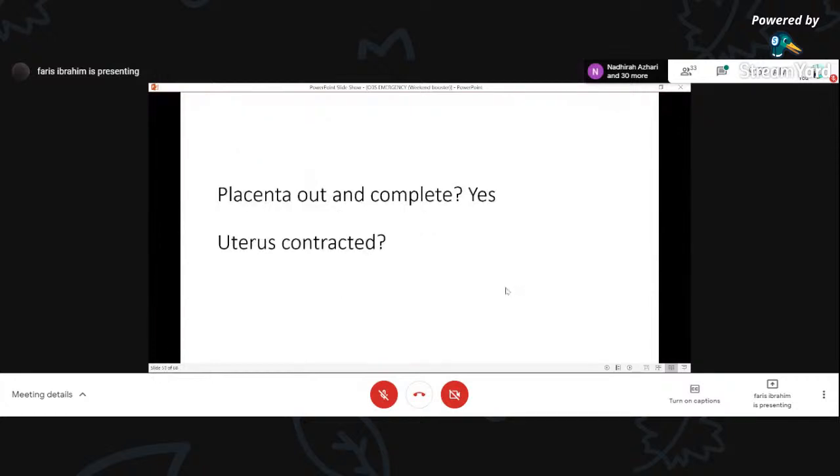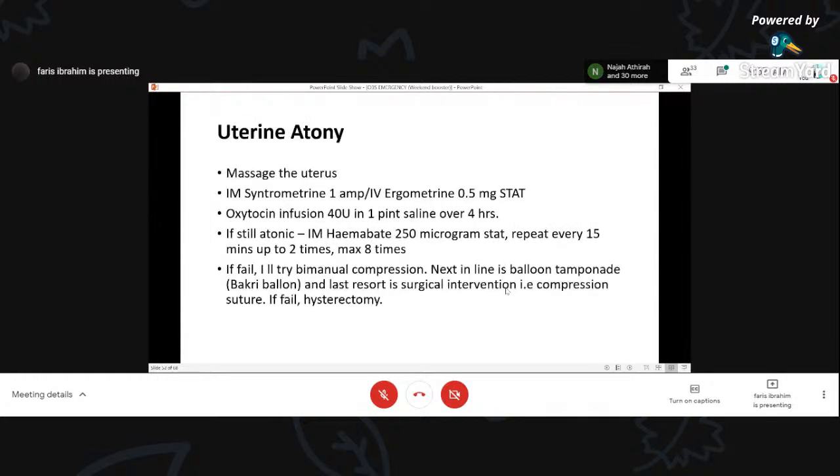Okay, itu je. Lepas tu kalau placenta dia dah complete, so maksudnya another cause, you tanya uterus is contracted ke tak. Okay, let's say uterus is not contracted, so uterine atony. So for uterine atony we have two levels of management, medical management and surgical management.